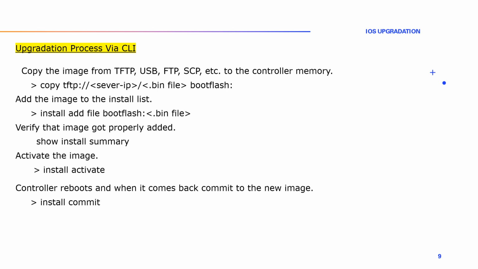So the next step is the major command: install add file boot flash, and you have to define the .bin file which you downloaded and which you want to activate on the WLC. Once you define that and press enter, it will show you the progress that the files are going to be extracted, and in HA mode they will transfer those files to the secondary WLC as well, if your WLC is running in HA mode.